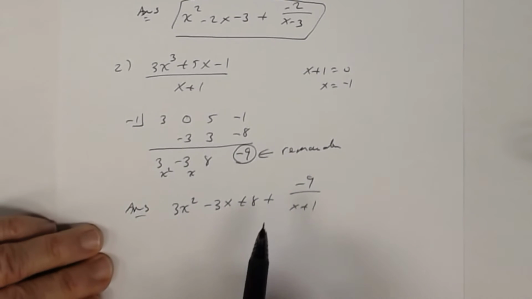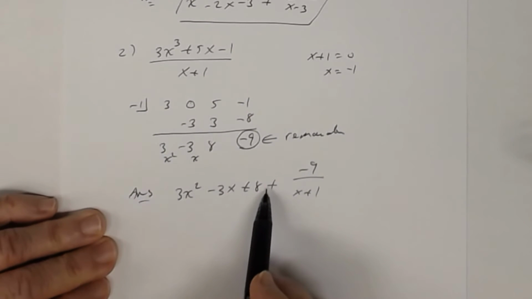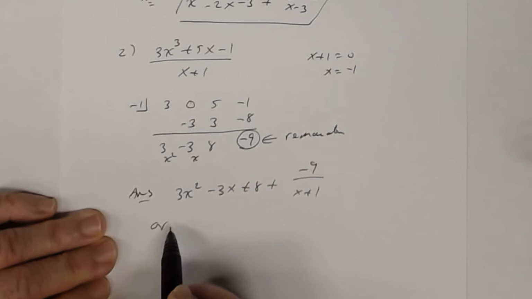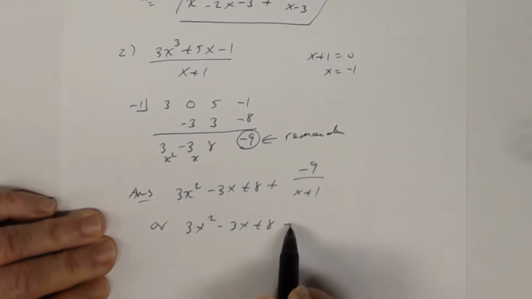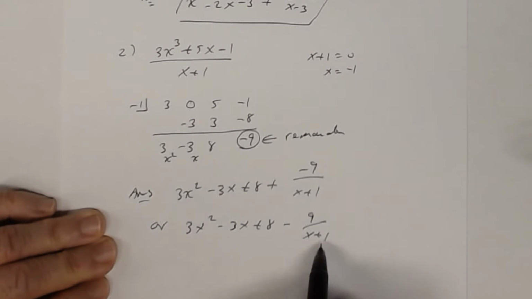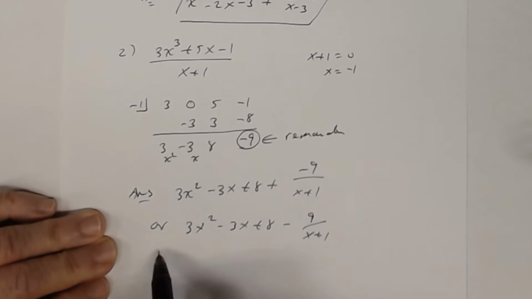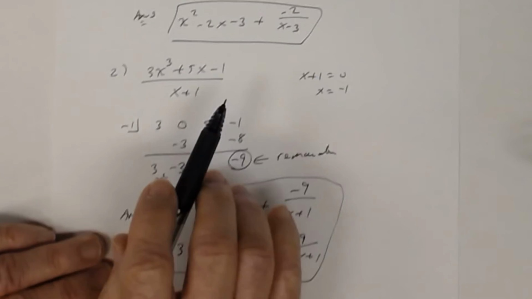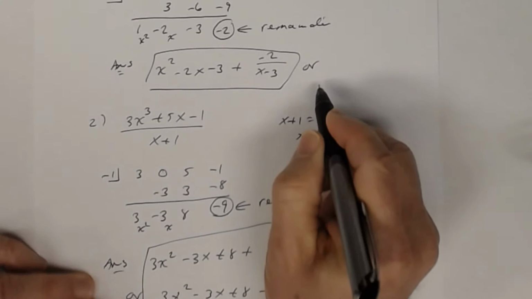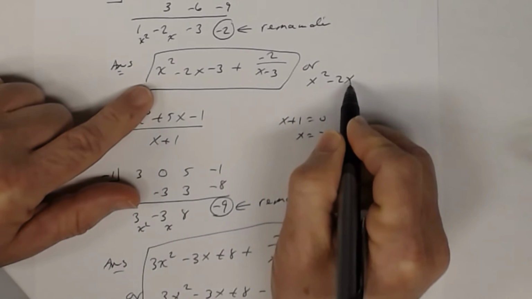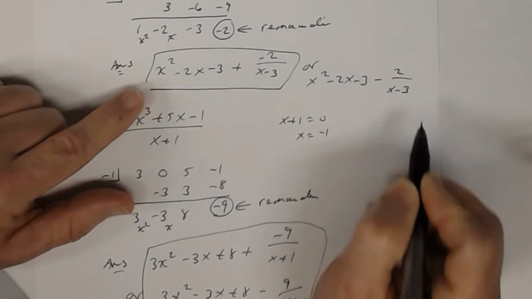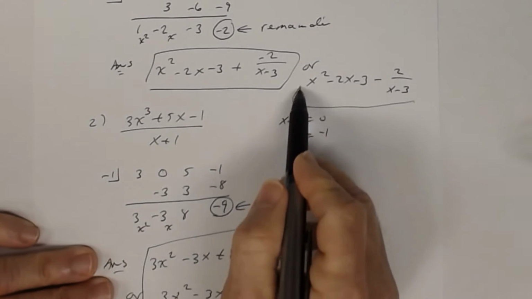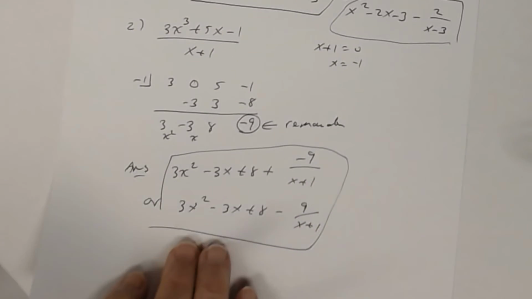Now let me go back and say this. See how we put plus right here? You could have also said 3x squared minus 3x plus 8 minus 9 divided by x plus 1. So this and this are the same thing. And I could have done the same thing in the previous problem if I wanted to. I could have said x squared minus 2x minus 3 minus 2 divided by x minus 3. It does not matter. All right, that was number 2.